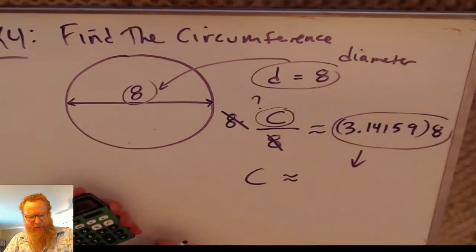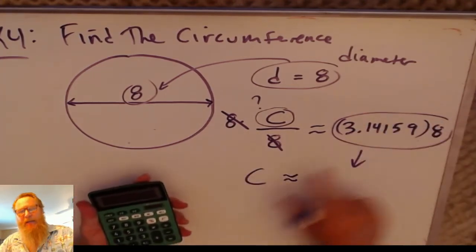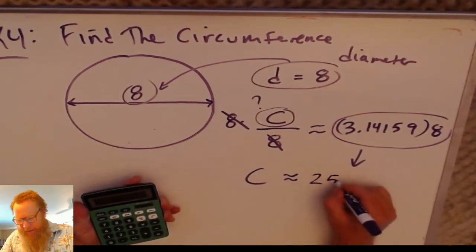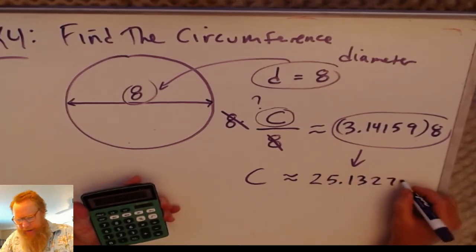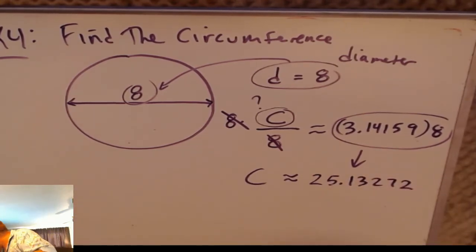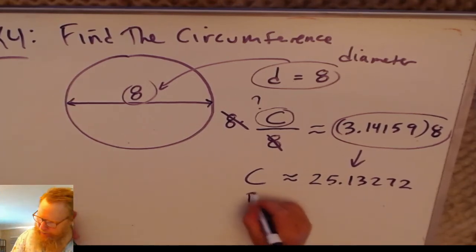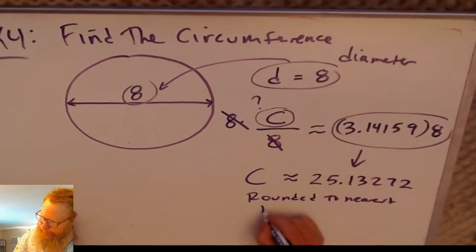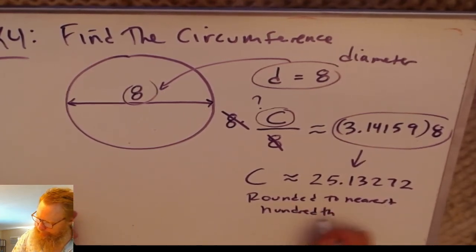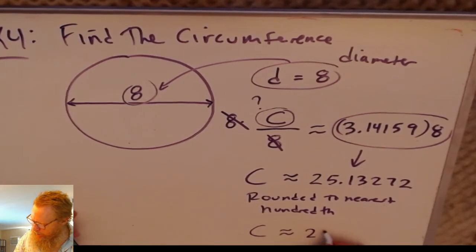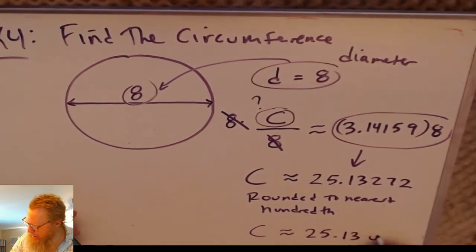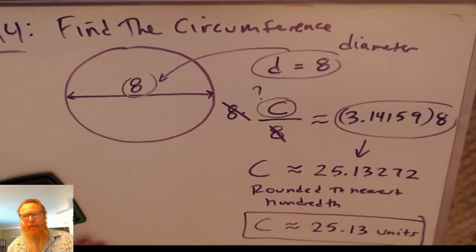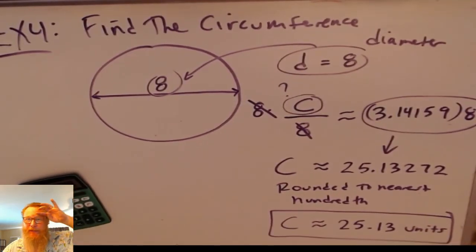So 3.14159 times 8 gives us 25.13272. Let's round to the nearest hundredth. Circumference is 25.13 units.